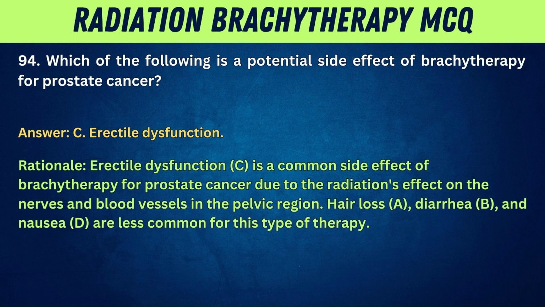Answer: C. Erectile dysfunction. Rationale: erectile dysfunction, C, is a common side effect of brachytherapy for prostate cancer due to the radiation's effect on the nerves and blood vessels in the pelvic region. Hair loss, A, diarrhea, B, and nausea, D, are less common for this type of therapy.